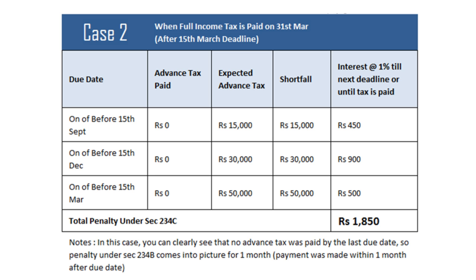So advance tax paid by him before the deadline, which is 15th of March, is 0 rupees, and expected advance tax was 50,000 rupees. So the shortfall is 50,000 rupees. Now here section 234B applies. If you see how much tax was paid by him by the end of the last installment, it was 0 rupees, right? He didn't pay anything. So that 90% of the tax he had not paid by the last installment. So section 234B applies and 1% interest will be charged until he pays it. So he pays it on 31st March itself, so he will have to pay it for 1 month. So 1% of 50,000 rupees is 500 rupees. Now if you add this, the total is 1,850. So this was case 2.